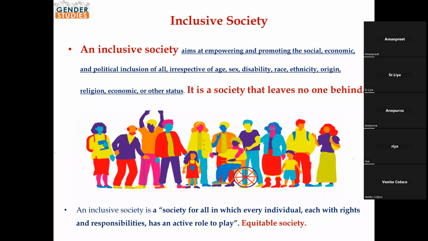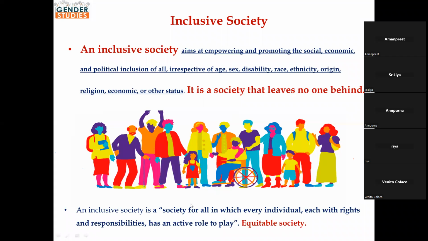An inclusive society aims at empowering and promoting the social, economic, and political inclusion of all, irrespective of age, sex, disability, race, ethnicity, origin, religion, economic or other status, right? We want such a society, an inclusive society, that leaves no one behind. Look at the picture, at least for 10 seconds, right?